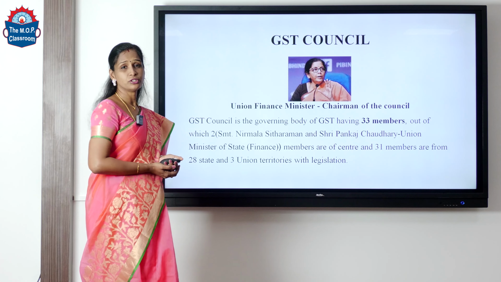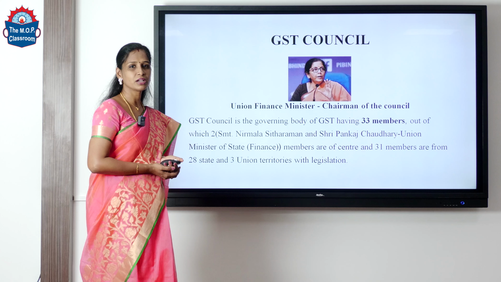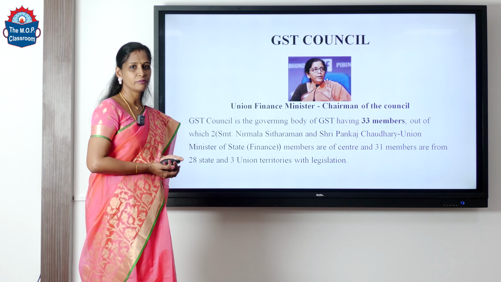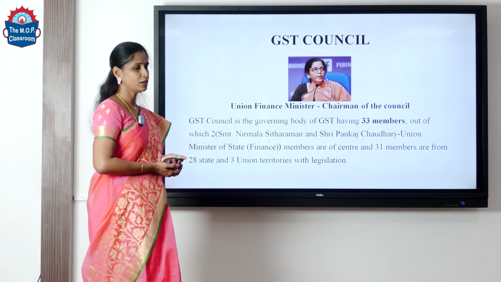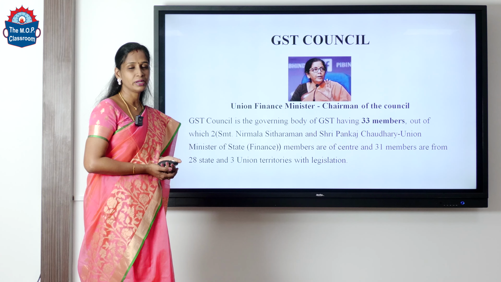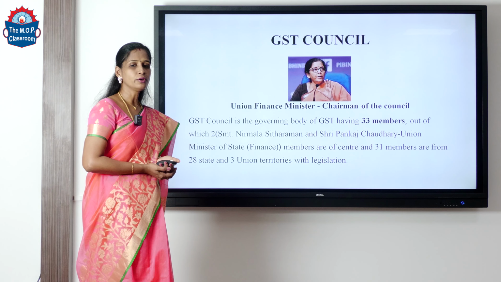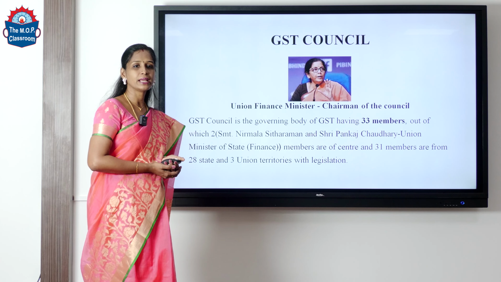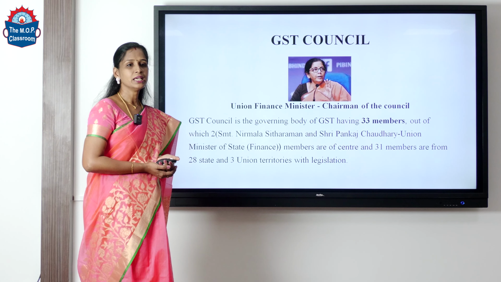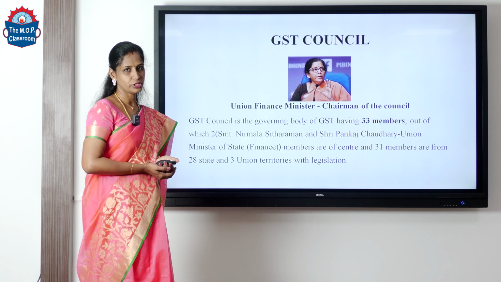And what are the functions of the GST Council? The GST Council's functions are very simple, which means all the things that have to be covered under GST will be decided only by this council. The tax rate, the exemption, the threshold limit, the date of filing. If you want to bring a particular product under exemption or nil rate, whatever with regard to GST is purely decided only by the GST Council.